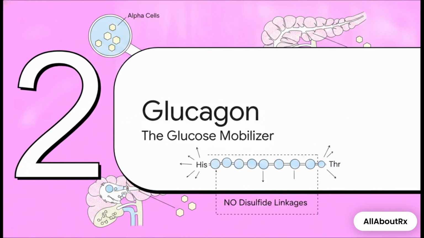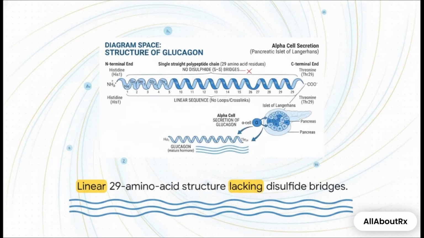Moving right along to Section 2, glucagon, the glucose mobilizer, secreted by the alpha cells. Now, compared to what we're going to look at later, glucagon's structure is incredibly straightforward. It's a 29 amino acid peptide hormone produced by the alpha cells of the pancreas. We're looking at a single, straight polypeptide chain here. Notice the N-terminal end features histidine, and the C-terminal end finishes with threonine.